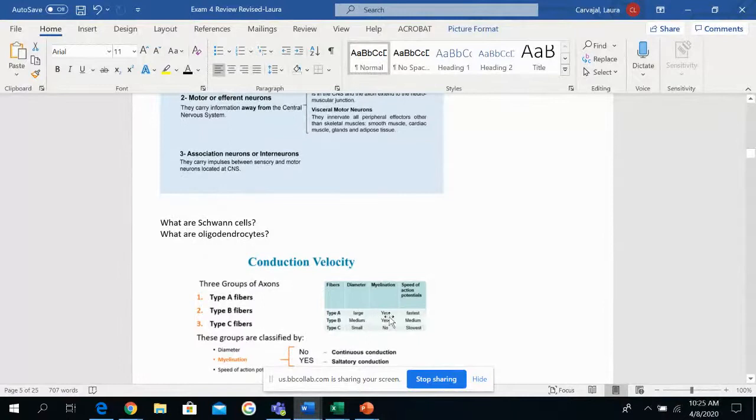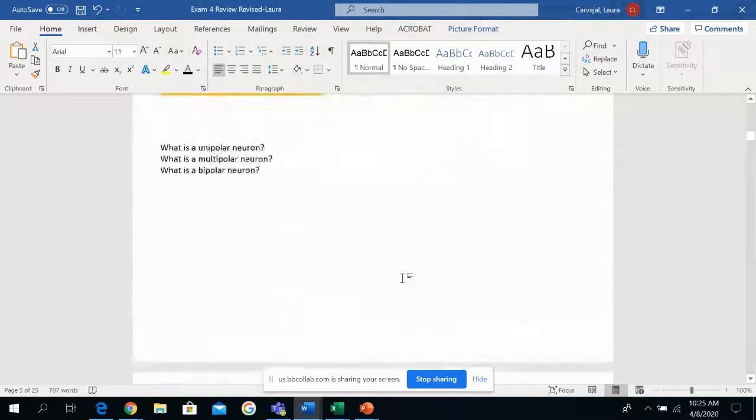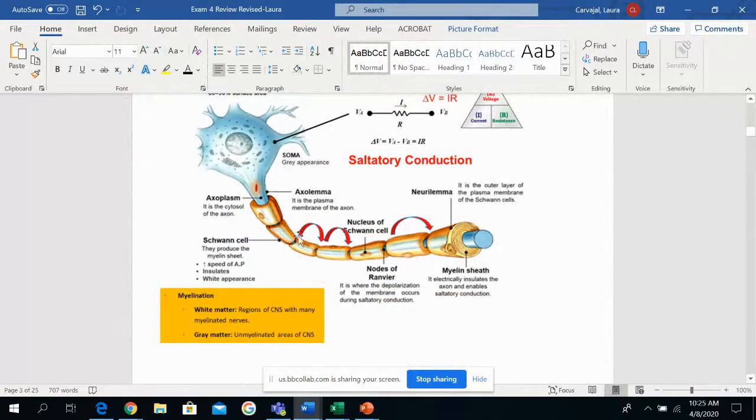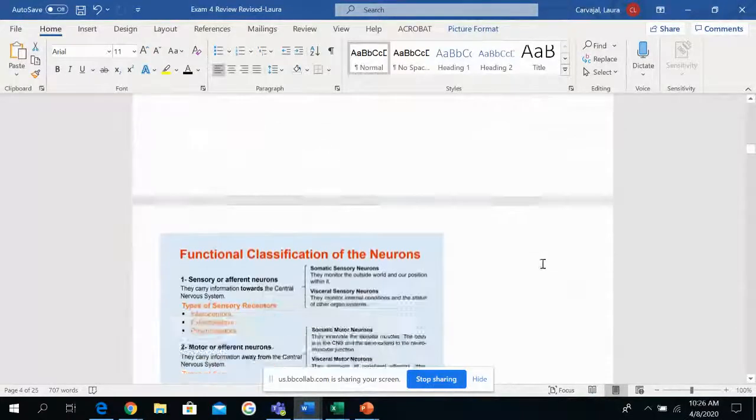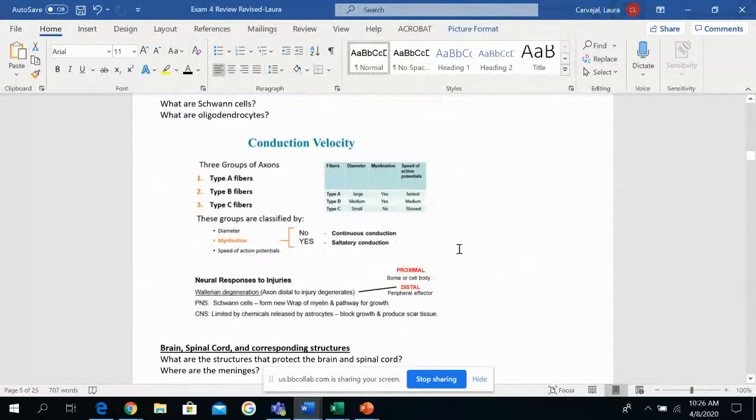What are Schwann cells? What are oligodendrocytes? Essentially, a Schwann cell is this thing right here. It's a cell that has a lot of myelin that wraps around the axon. The difference between the two is that the Schwann cell is found in the PNS, whereas the oligodendrocyte is found in the CNS. Something I didn't mention in the class before, but I'll mention now: the Schwann cell can regenerate, whereas the oligodendrocyte cannot, which is why it's very important to eat healthy and take care of yourself. And the oligodendrocytes are found within the neurons of the brain.